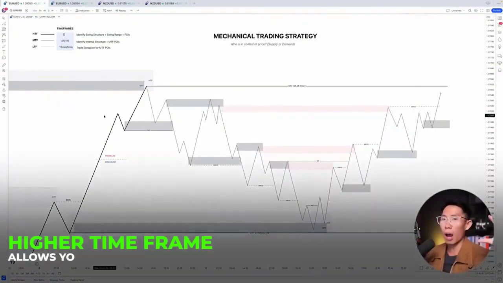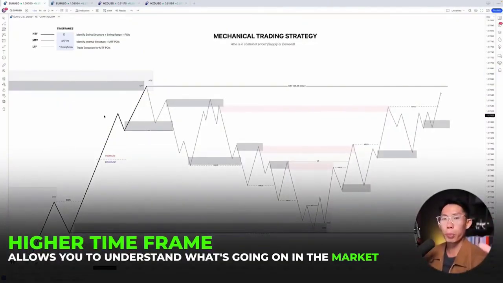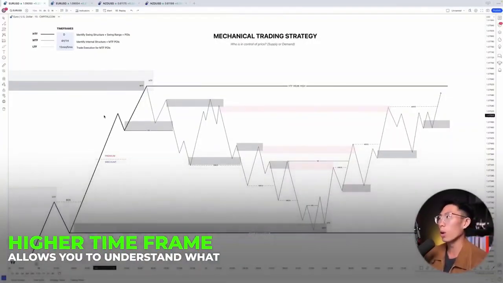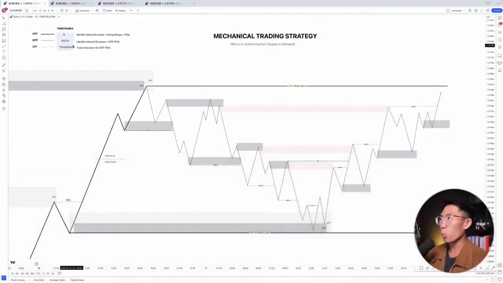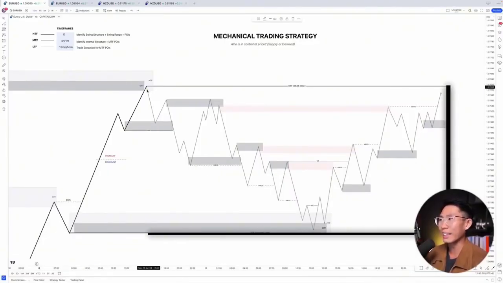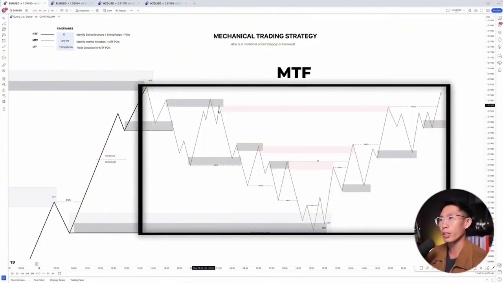So that's the purpose of the higher time frame, to allow you to build a narrative and understand what's going on with the market right now. And then for the medium time frame, we're going to use the 4-hour or the 1-hour time frame, and this is where you can identify the internal structure, right? What is price doing within this swing range itself?